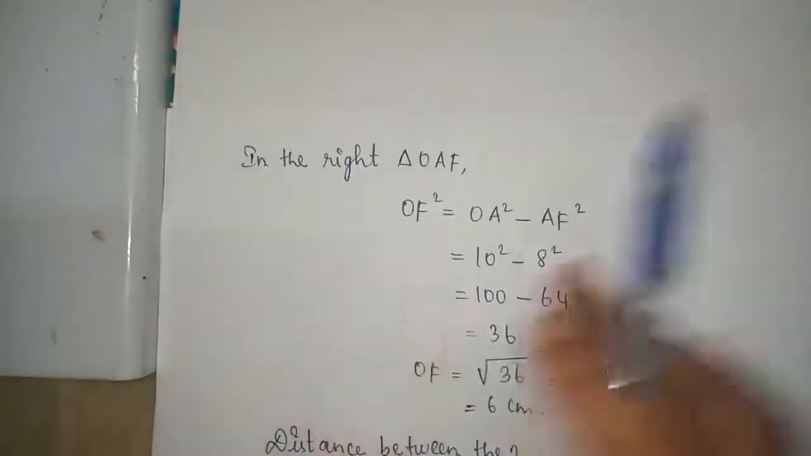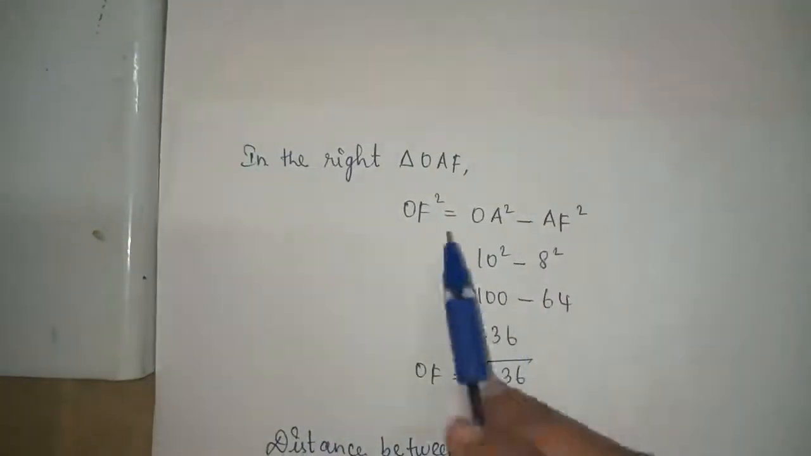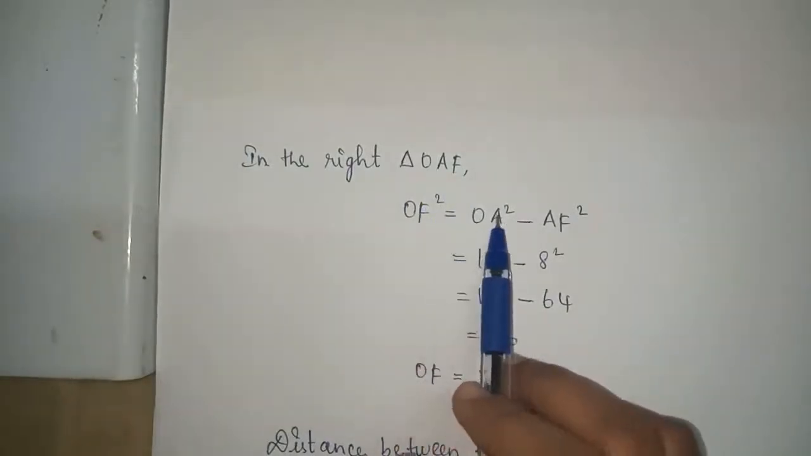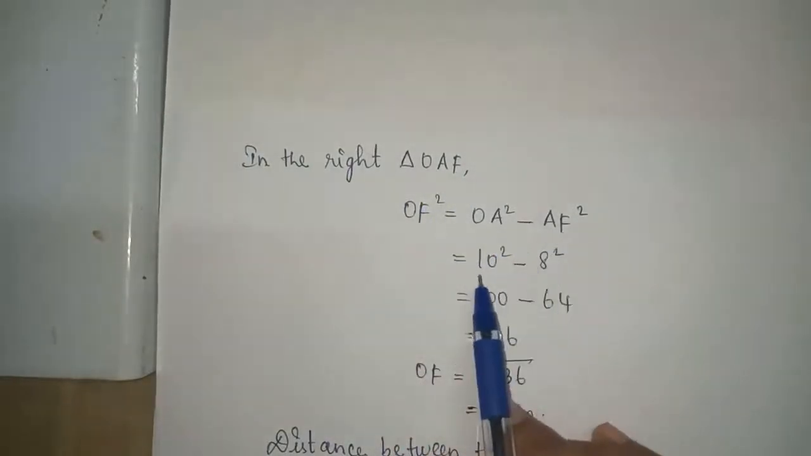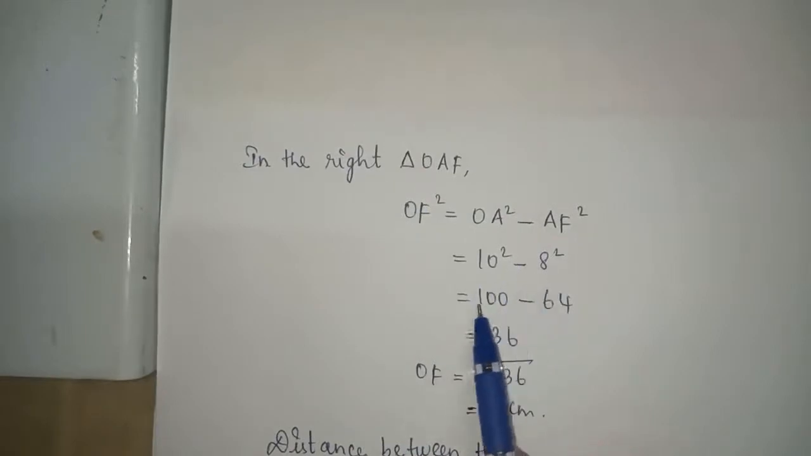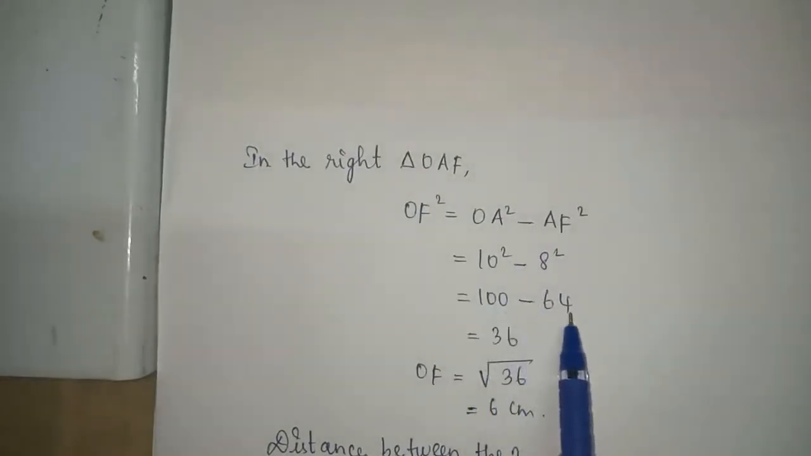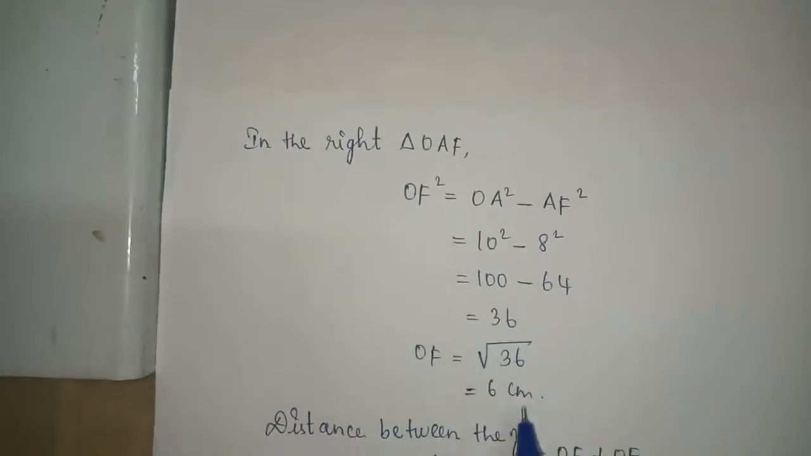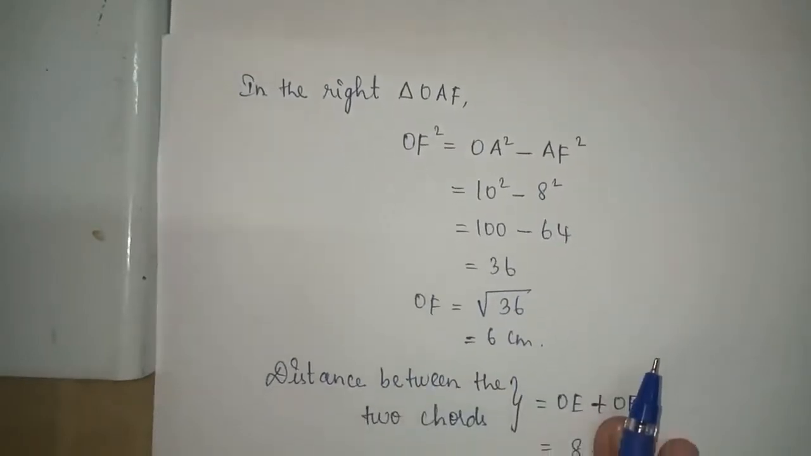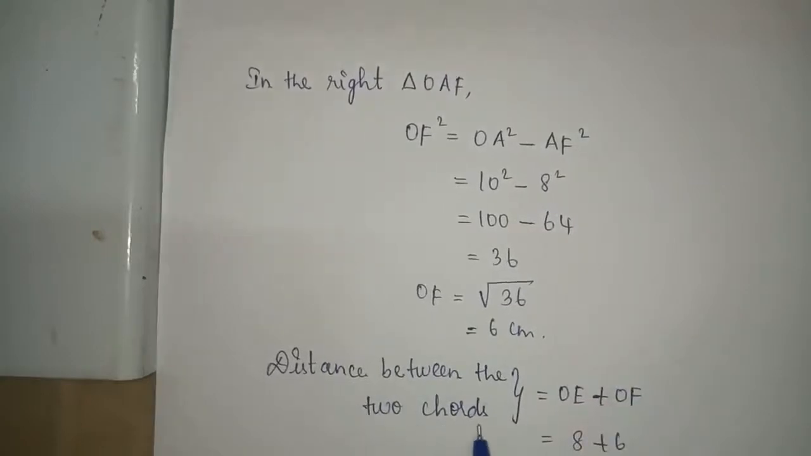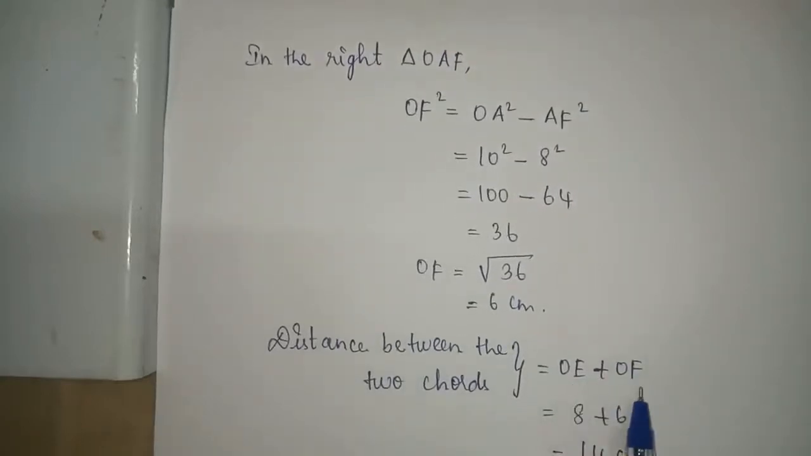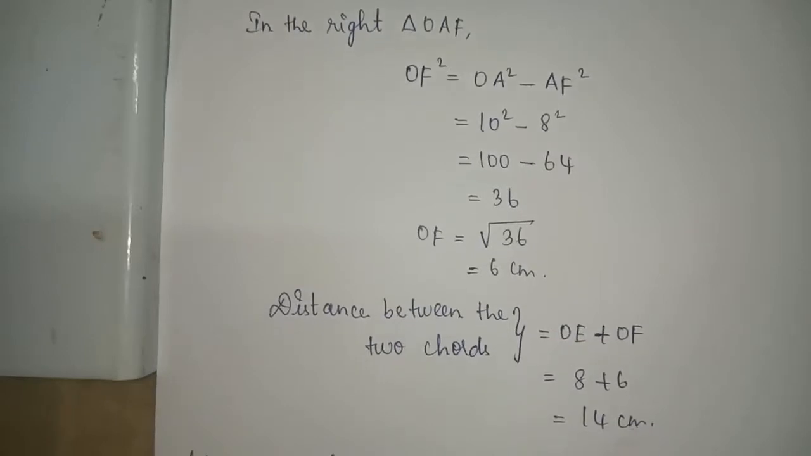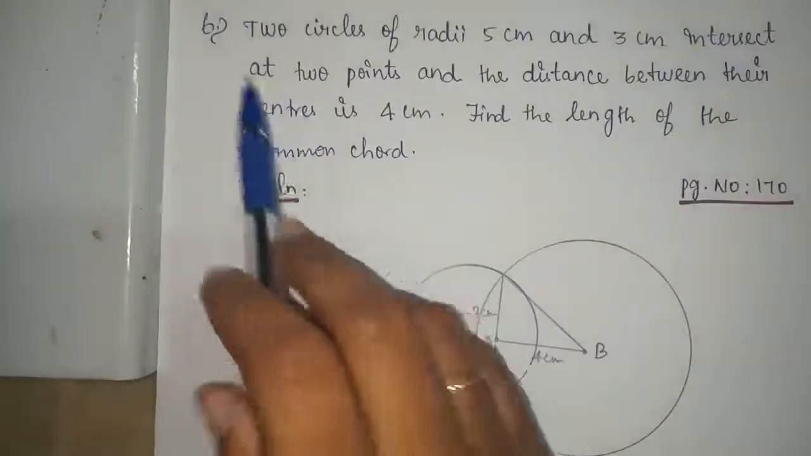Again, choosing another right angle triangle, triangle OAF. OF square is equal to OA square minus AF square, which is equal to 10 square minus 8 square, which is equal to 100 minus 64, which is equal to 36. Therefore, OF is equal to root 36, which is nothing but 6 centimeter. So the distance between the two chords is equal to OE plus OF, which is equal to 8 plus 6 is 14 centimeter.